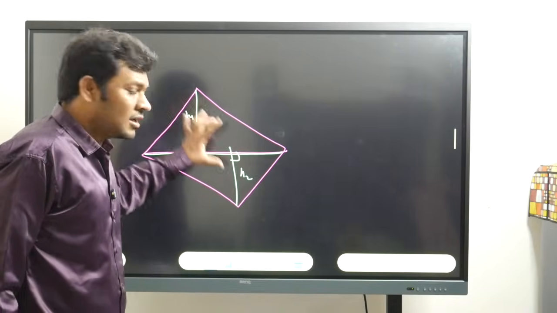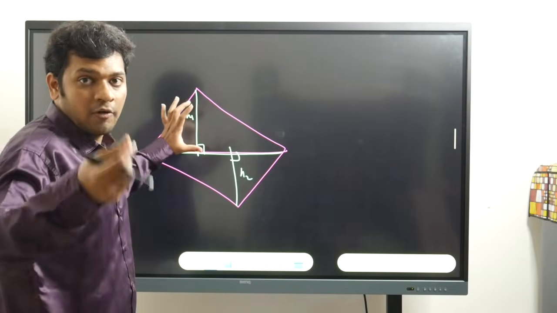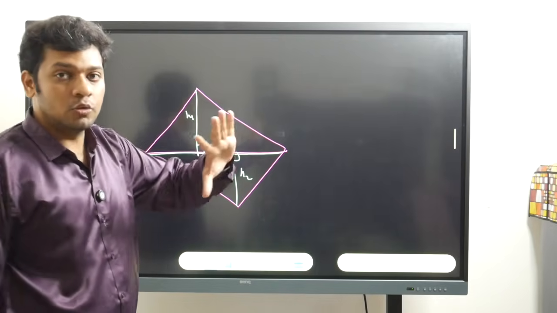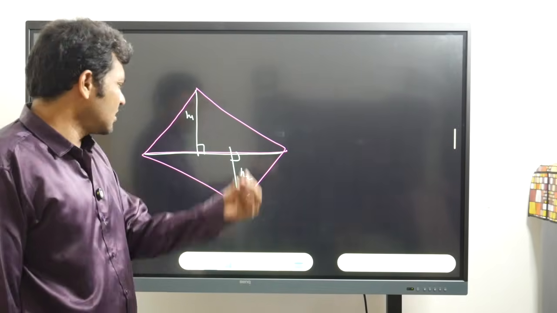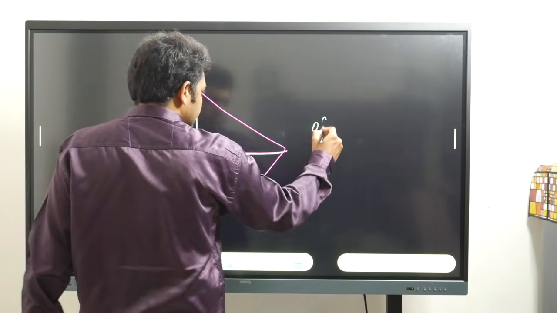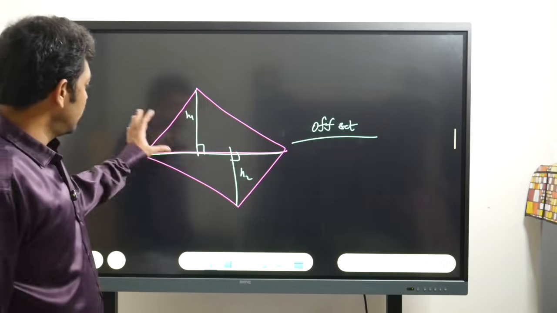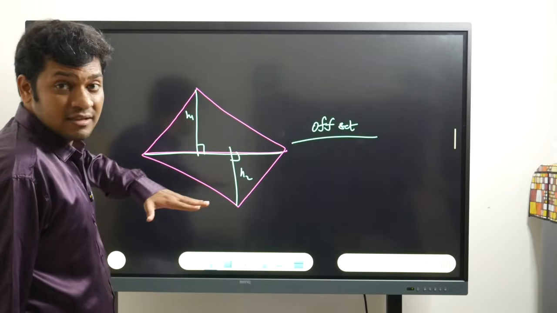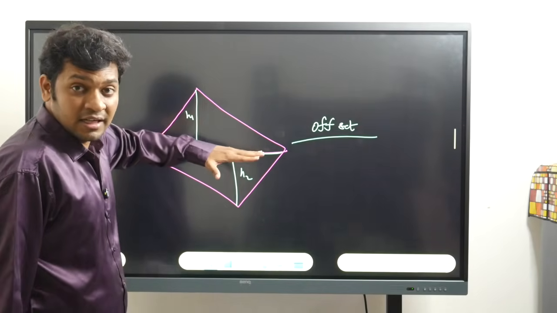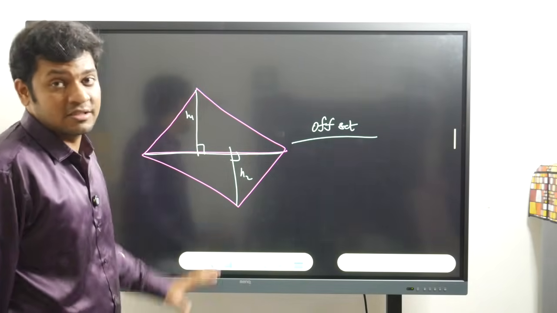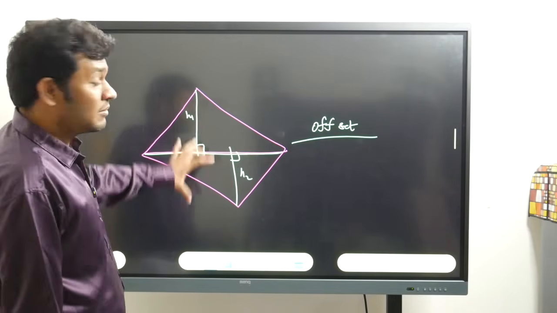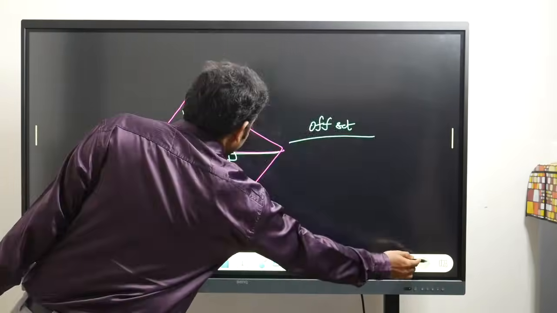Generally, this H1 and H2 are called the offsets. Offset is nothing but the perpendicular dropped to the diagonal of a quadrilateral. Just know this term, okay? Offset. So the area of a quadrilateral is nothing but half of one of the diagonals into the sum of the offsets to the diagonal. Offset is nothing but the perpendicular dropped to the diagonal.